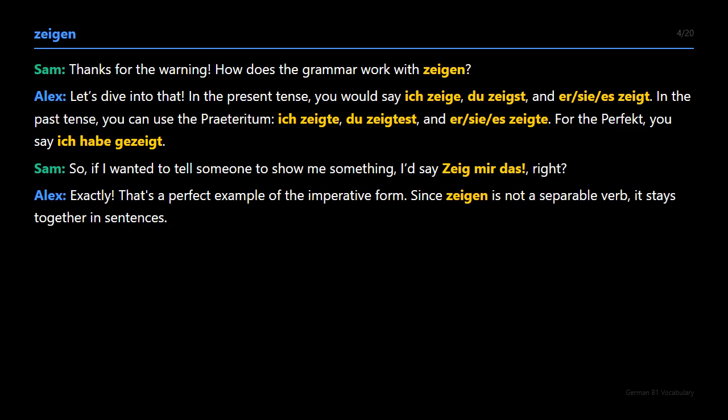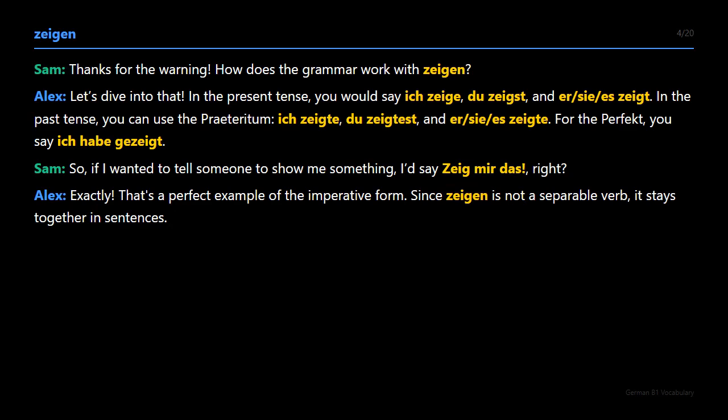Let's dive into that. In the present tense, you would say, ich zeige, du zeigst, and sie, es zeigt. In the past tense, you can use the Präteritum: ich zeigte, du zeigtest, and sie, es zeigte. For the perfect, you say, ich habe gezeigt.